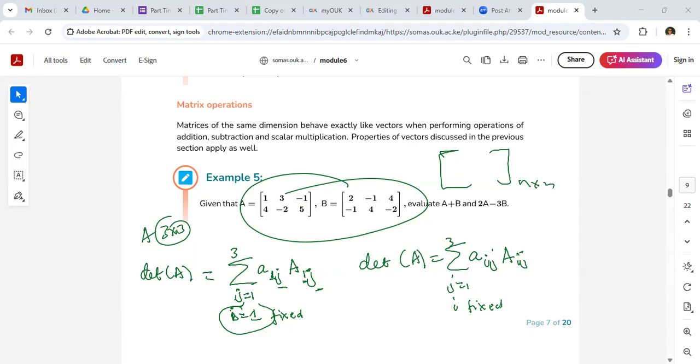I think, have I made it more difficult, or is it clearer now? Is it clear now? Yes. Okay.